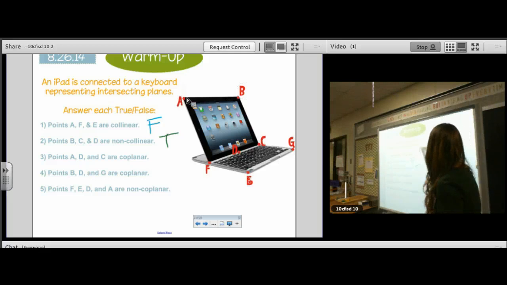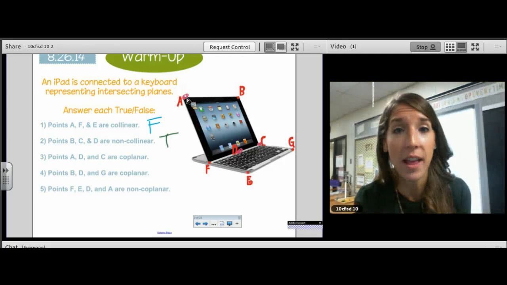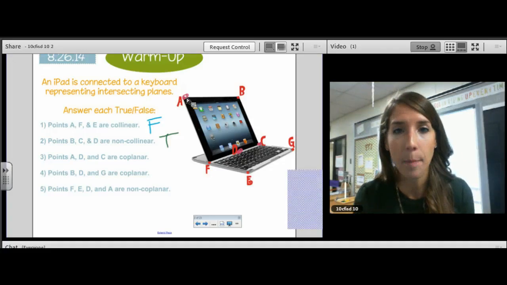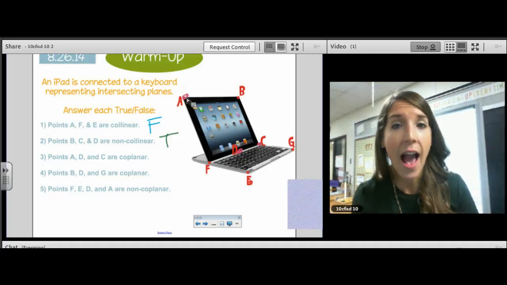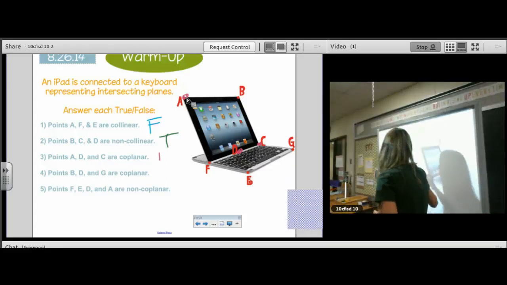Points A, D, and C. A, D, and C are coplanar. Are they in the same plane? Well, they're all in the plane of the iPad. I could put a flat surface through all 3 of those. So yes, they are coplanar.